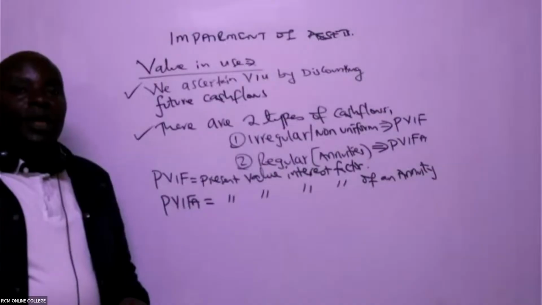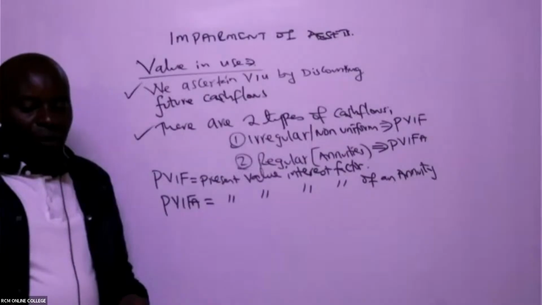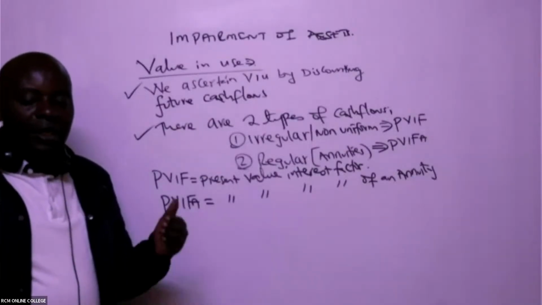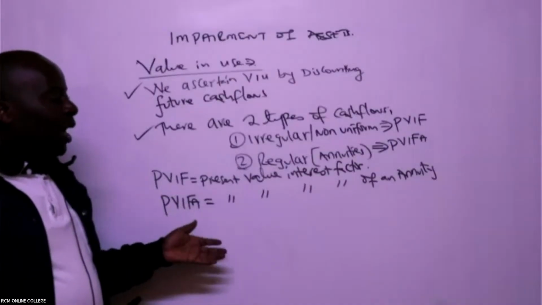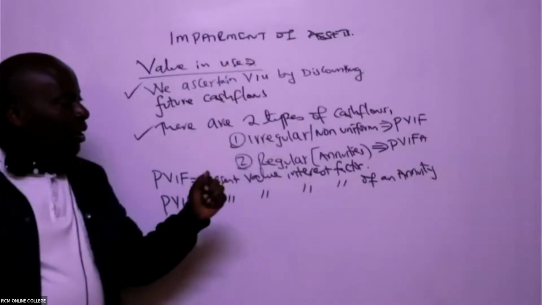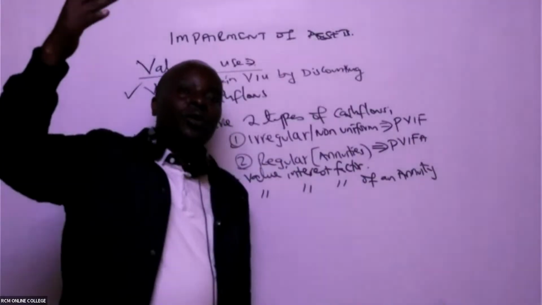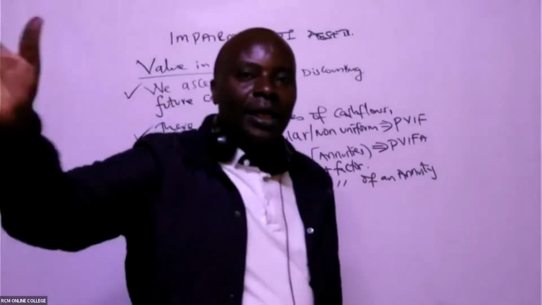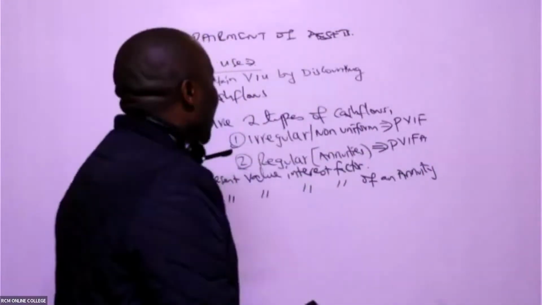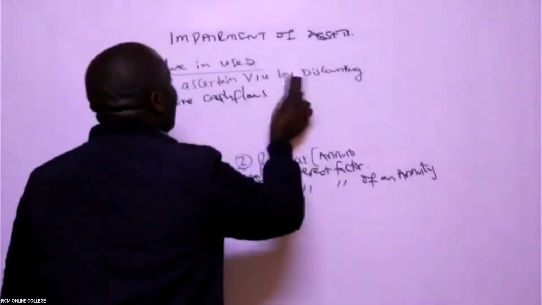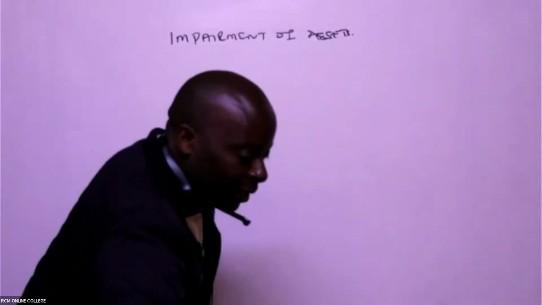Anytime we talk about irregular cash flows, like today you are getting 10, tomorrow you're getting 12, another day you are getting a different amount, then you shall always use PVIF, present value interest factor. This is regular. But if today you're getting 10, tomorrow 10, the other day 10, regularity, uniformity, we shall be using present value interest factor over annuity. Please listen to me very well.